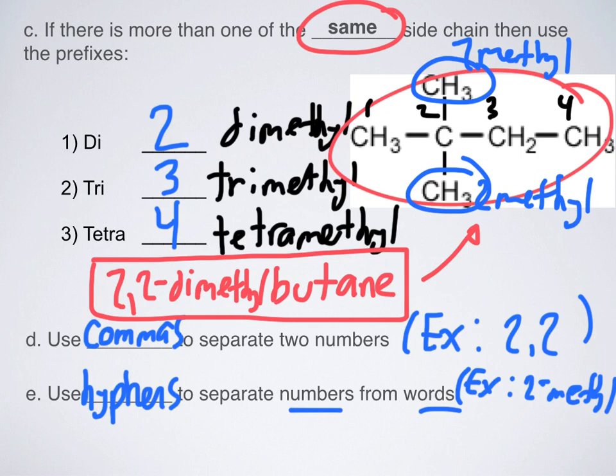Why? Because, again, I have 2 different methyl groups, both at carbon 2. So I have to point out that they're both at carbon 2, and so that would be the first part here, 2,2. And then dimethyl, because I have 2 methyl groups, I don't just say methyl, I say dimethyl. And then butane tells me I have 4 carbons in a row as my base.